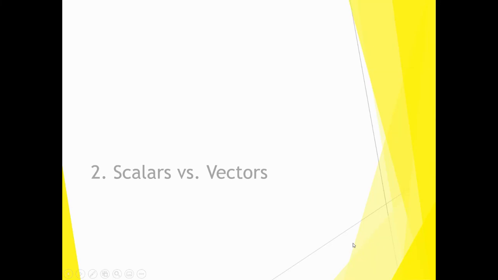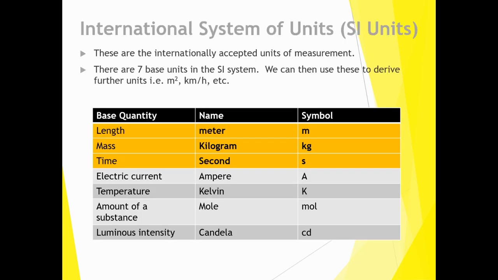So now that we know a few basic terms, we're going to start learning about what we call scalars and vectors, which were briefly mentioned earlier, but we didn't really talk about it a whole lot when we were talking about forces. So first of all, let's remind ourselves about units. There are a number of internationally accepted units of measurement. This is the SI units, or International System of Units.